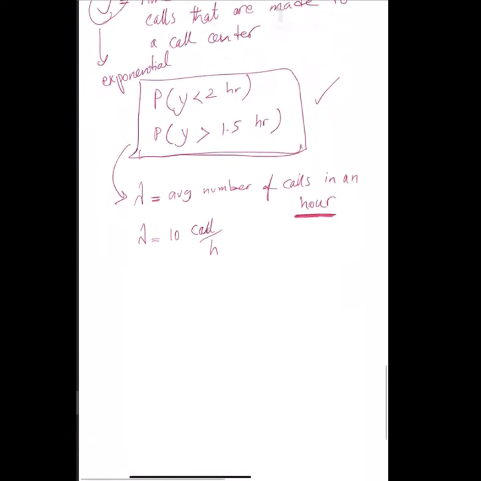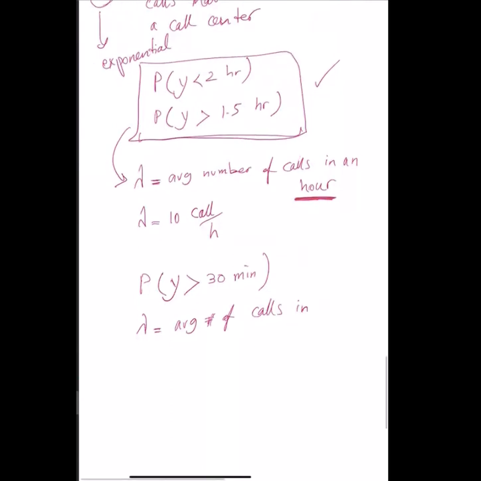Now, let's assume I asked you, what is the probability that the time till the next call is greater than 30 minutes? You still need to find lambda to be able to answer the question. And lambda, again, is the average number of calls. And what is the unit of time here? We have to find the average number of calls in how long? For here, it should be minutes.